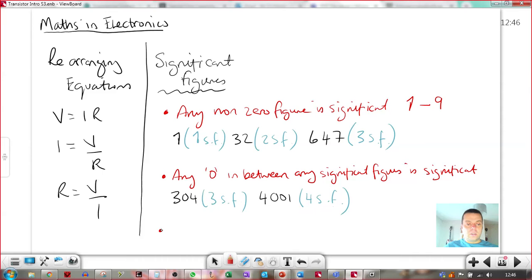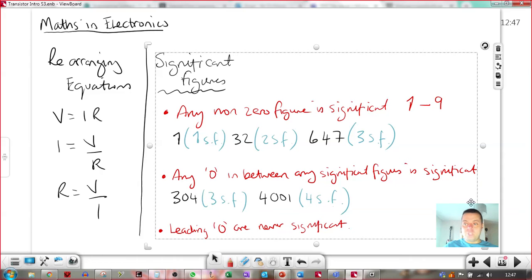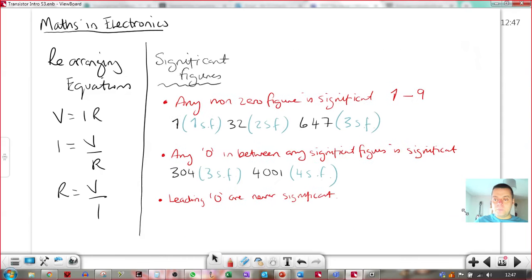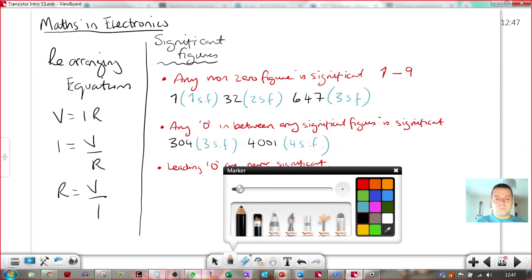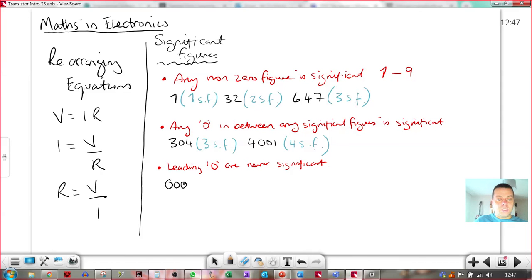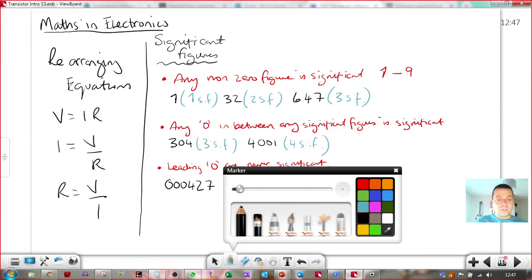Leading zeros are never significant. So a leading zero is a zero that's written at the start of a number. Now, most times you're never going to see leading zeros unless you've got a decimal point, but just in case, let me move my wee face again. Just in case, let's look at an example. So if you've got 000427, that's only got 3 significant figures.